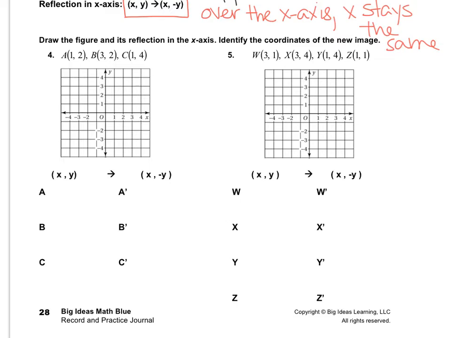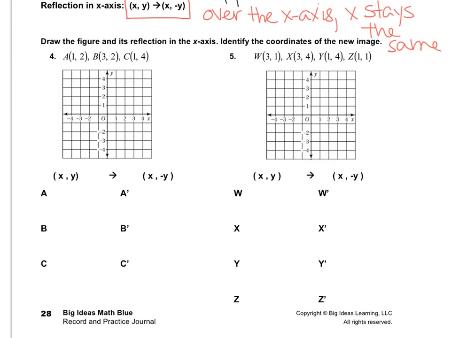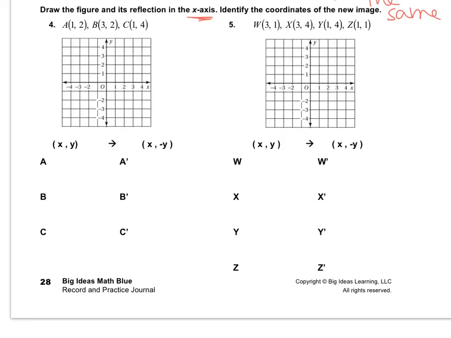Okay, next we are going to draw the figure and its reflection in the x-axis. Identify the coordinates of the new image. So when the directions say in the x-axis, right here, that means we're going to reflect it over the x-axis. The first thing we're going to do is write the coordinates of the original figure. So here we go. We have 1, 2 for A, which tells you right here. 3, 2 for B, right here, and finally C is 1, 4. Again, we get that info from up there.